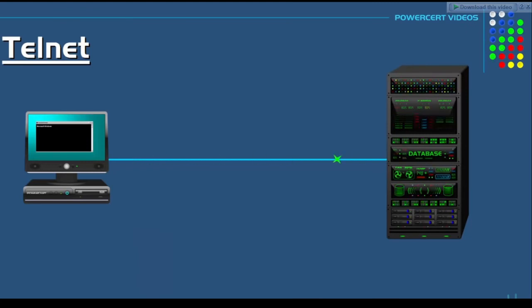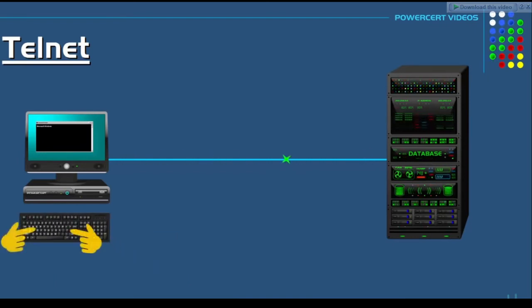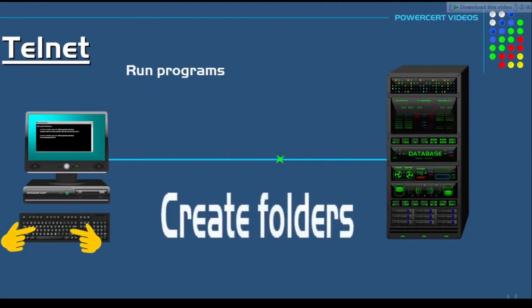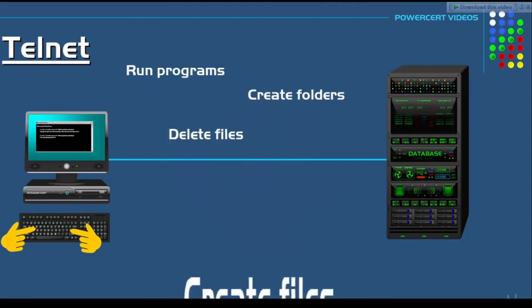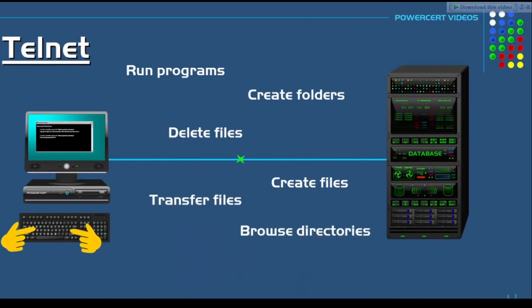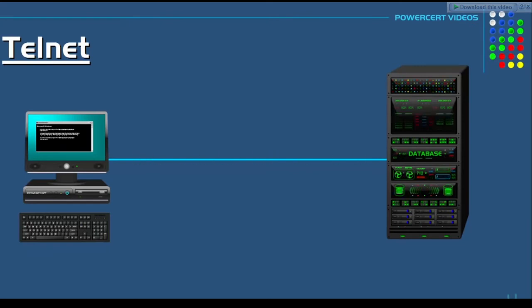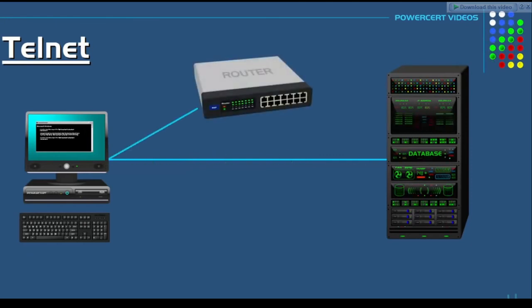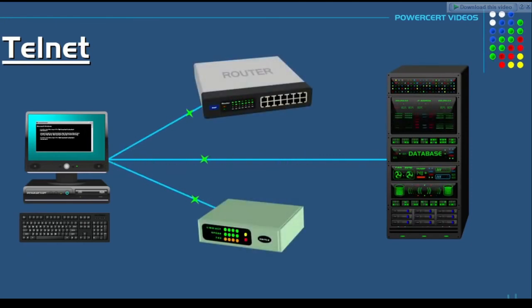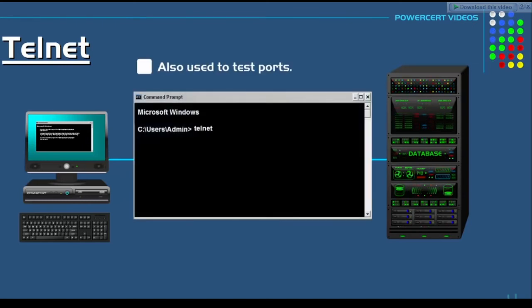So when you connect remotely to a server using Telnet, you would just use commands with a keyboard to tell that server what to do. You can use those commands to run programs, create folders, delete files, create files, transfer files, browse directories, start or stop services, and so on. Pretty much you can do everything even if you're 1,000 miles away from that server. And in addition to communicating with servers, Telnet is also used to manage and configure other network devices, such as routers and switches. You can also use it to check if ports are open or closed on a server.